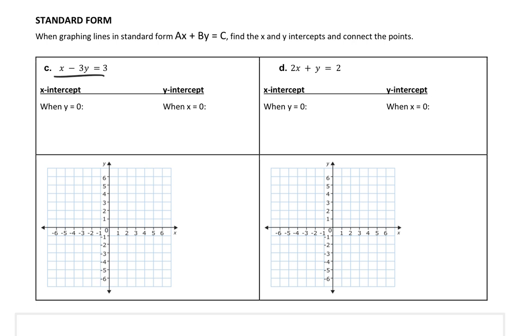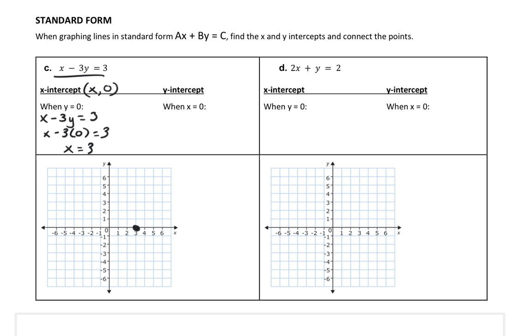First thing I need to do is find the x-intercept, right? So x minus 3y is equal to 3. My x-intercept is when y is 0. So I have x minus 3 times 0. I just replace y with 0. Oh, so x is 3. All right, so my x-intercept is right there.